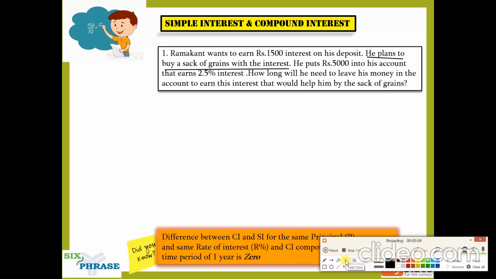So the first point I'd like to say is, if nothing is mentioned, by nothing I mean if the categorization of whether it is simple interest or compound interest is not mentioned, what you guys do is you take it to be simple interest. If nothing is mentioned, it is always simple interest. If they say just interest, it means simple interest. If it is compound interest, they'll explicitly mention it. So you need not worry about that.